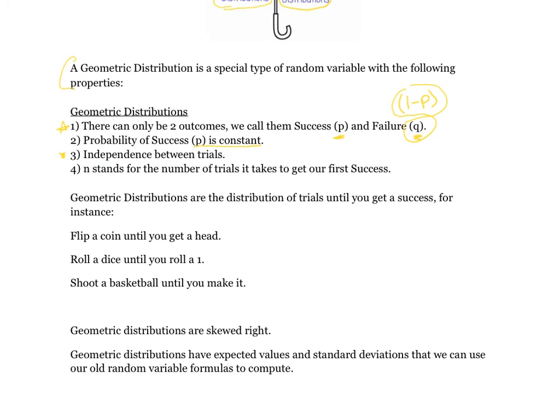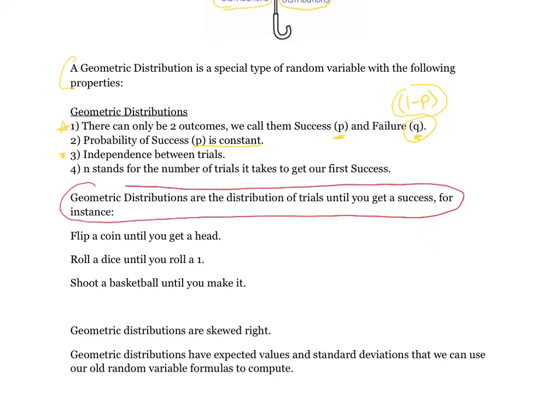Okay, and this is important. You need to memorize this. The geometric distribution is the distribution of trials until you get a success. Okay, until you get a success. So you're going to shoot baskets until you make it. Whatever you're doing, the success you're looking for, you're going to do trials until it happens, and then you're done.